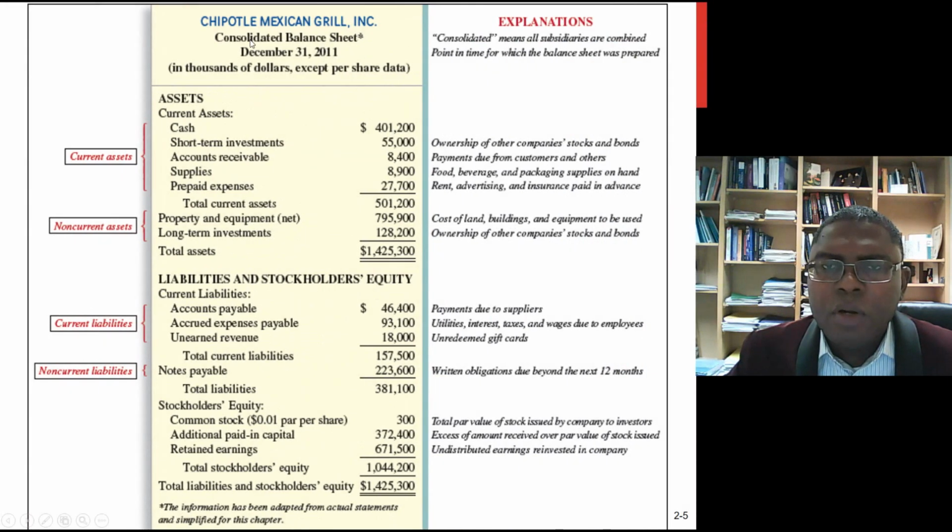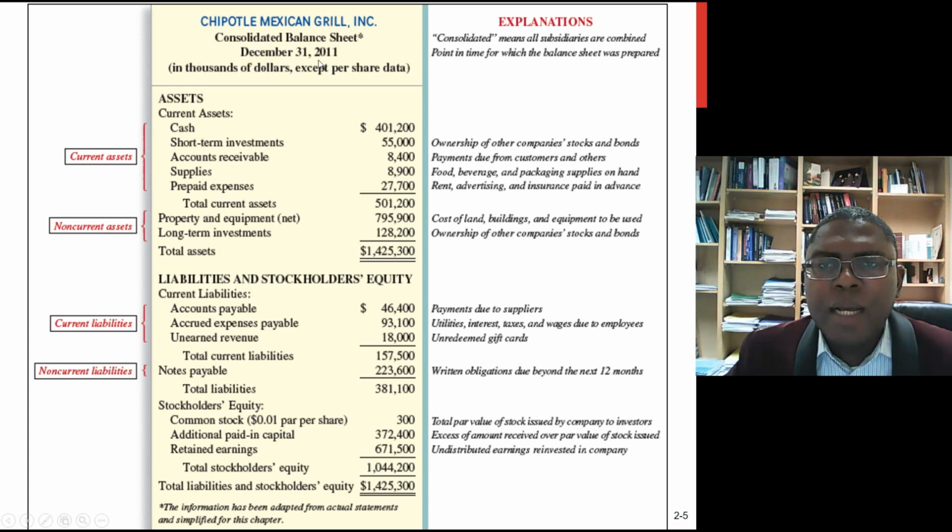This is a sample of the balance sheet equation, and this is for Chipotle Mexican Grill. This is a consolidated balance sheet, which means that it takes all subsidiaries into consideration. The balance sheet is at December 31st, 2011. The balance sheet is usually a snapshot of the company's performance at a particular point in time. So this will be the company's performance as at this date.